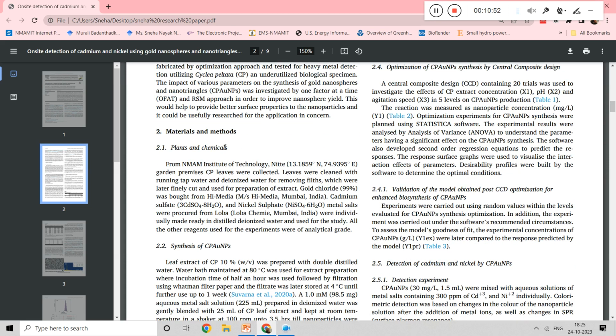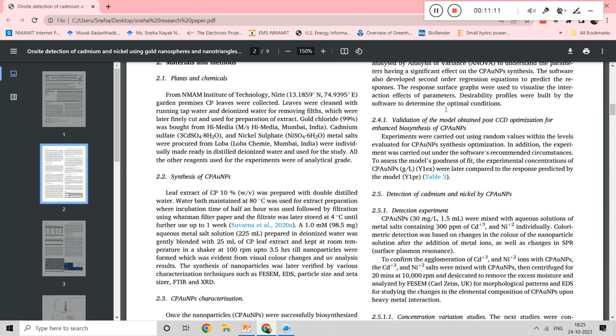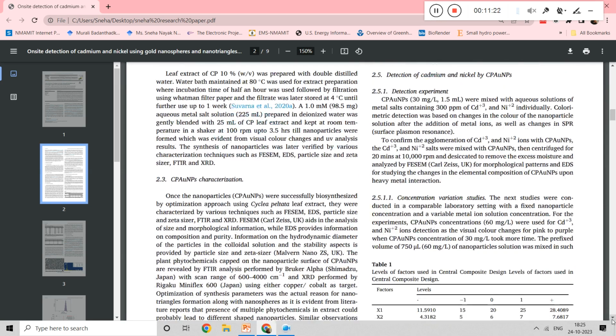Now you can see, after the introduction, I told you it is materials and methods. Whatever materials we have used for the study, you can see chemical names, from where we procured them, all details. That has to be mentioned. Then the detailed protocol, how to synthesize nanoparticles in this case, validation, all the optimization studies, before that characterization studies and detection studies, okay? So nickel and cadmium I told you, right? All those we have shown.